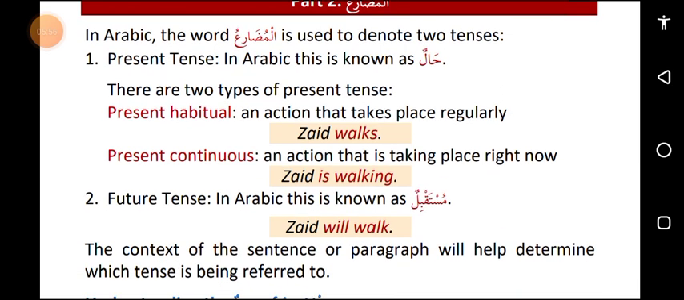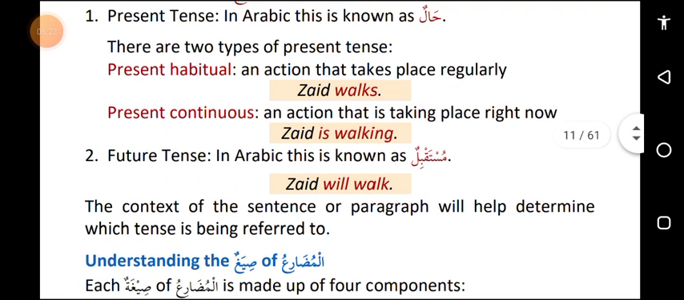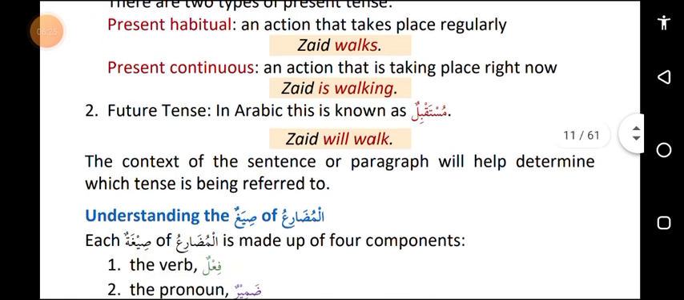So here he explains that there are two types of present tense: the present habitual, or what we say the present indefinite, which is an action that takes place regularly, and then the present continuous, an action that is taking place right now, like Zaid is walking. Number two is the future tense. In Arabic, it is known as mustaqbal, like Zaid will walk.